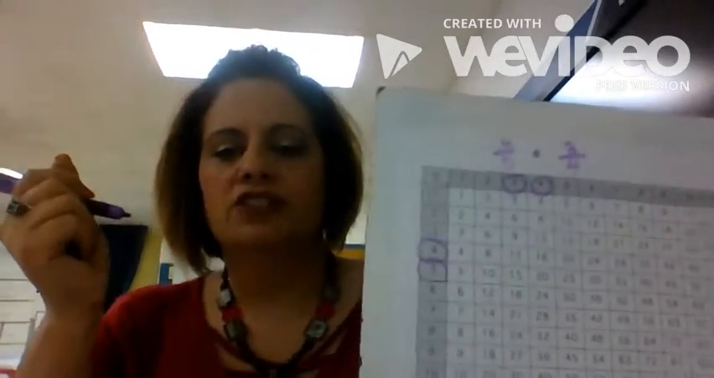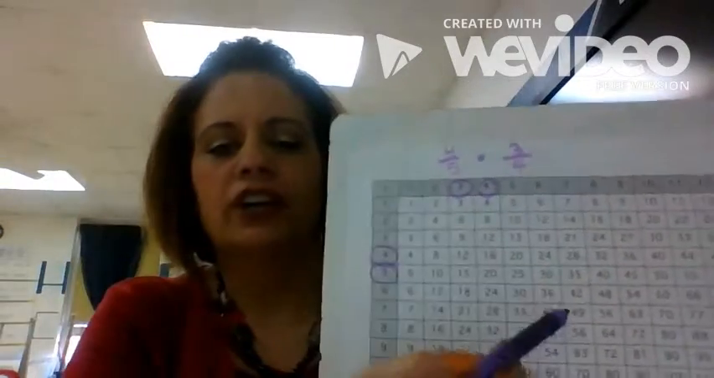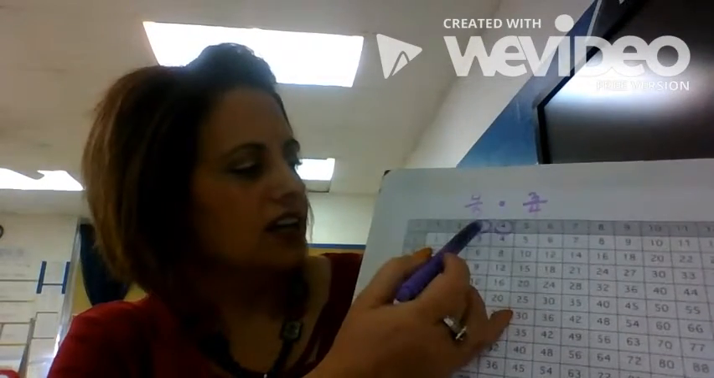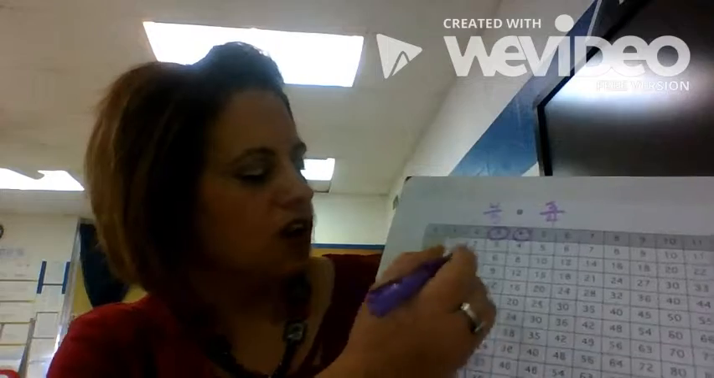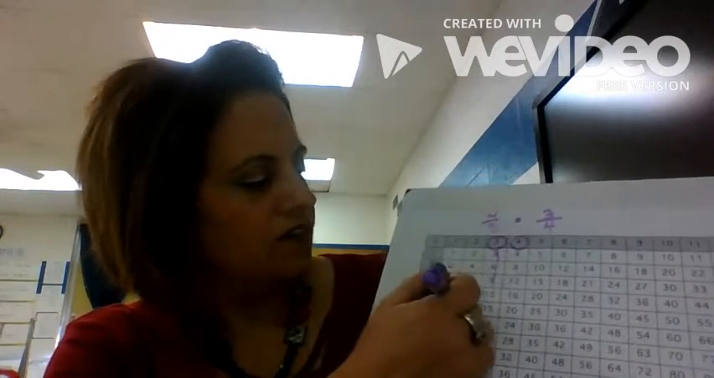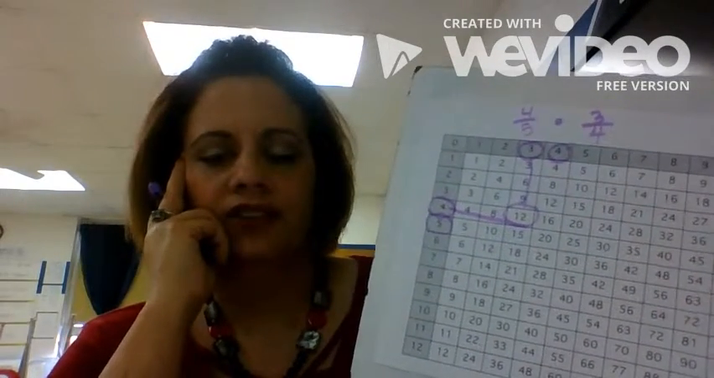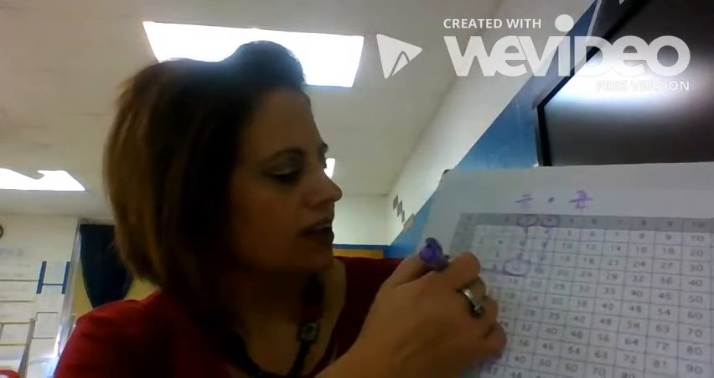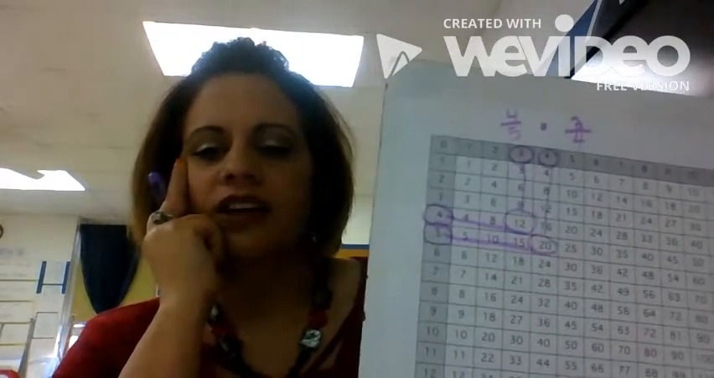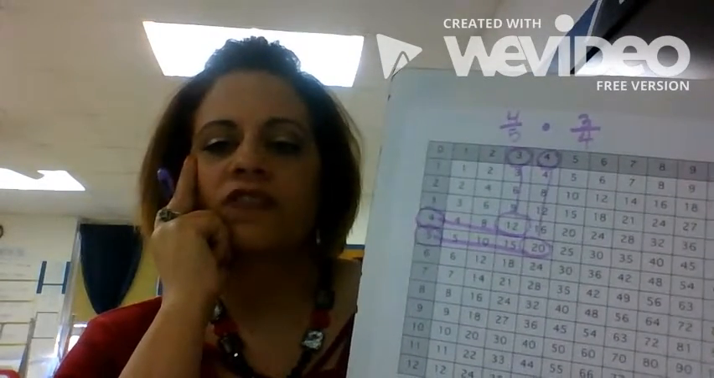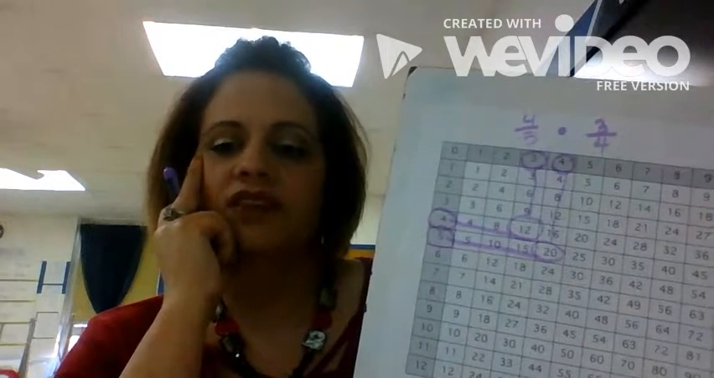What you now want to do is look at the first numbers in the row and the column, the 3 and the 4, and see where they connect. They come together at the number 12. Then you take your second numbers, the 4 and the 5, and see where they come together at 20. Therefore, the answer to 4/5 times 3/4 is 12/20.